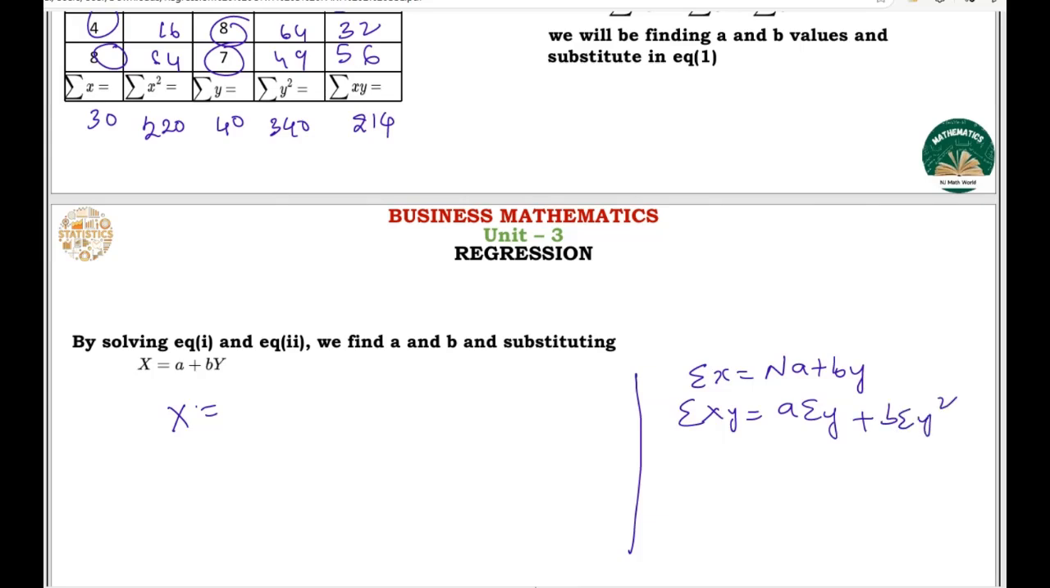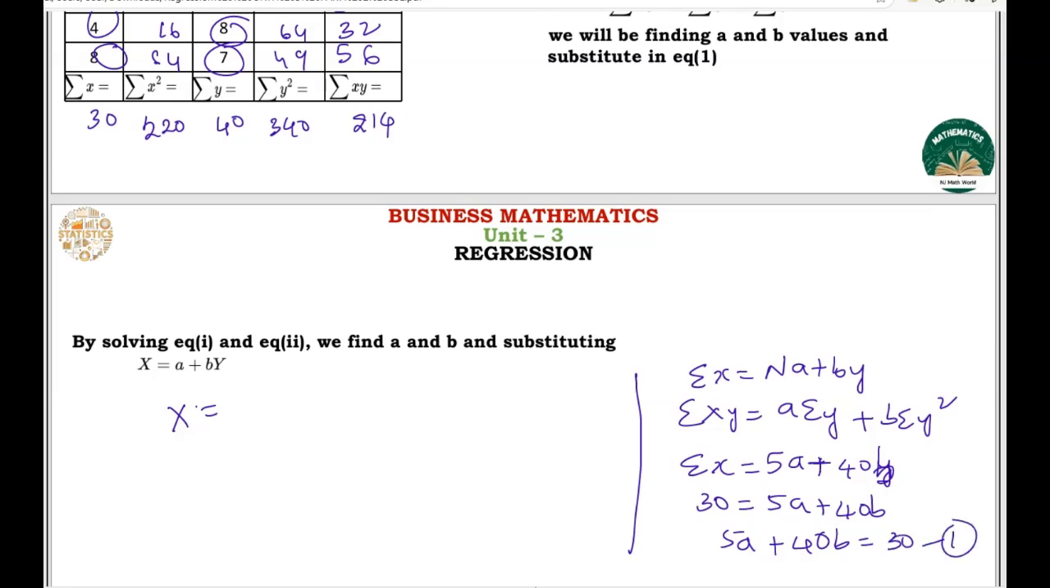So if you substitute the values, sigma x will be na. N is how many terms we have? N is 5. A is a as it is, plus b times sigma y, which is 40, so 40b. Sigma x is how much? 30. So 30 equals 5a plus 40b. So 5a plus 40b equals 30 is the first equation.